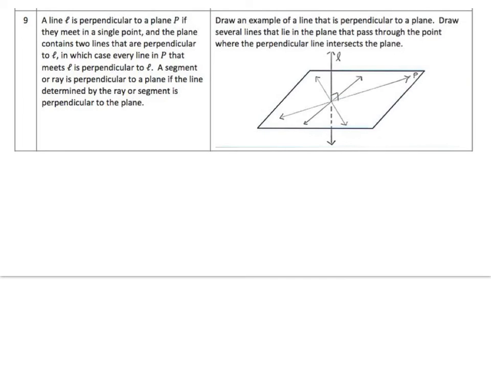Number 9, a line is perpendicular to a plane if they meet in a single point, and the plane contains two lines that are perpendicular to L, in which case every line in plane P that meets L is perpendicular to L. A segment or ray is perpendicular to a plane if the line determined by the ray or segment is perpendicular to the plane. Lots of words in that one. So I have an example of a line that is perpendicular to the plane right there.